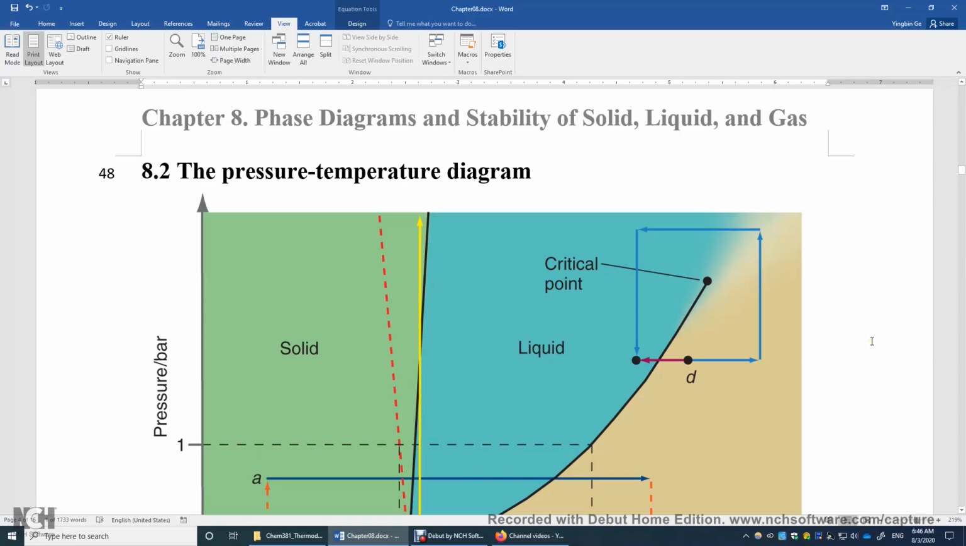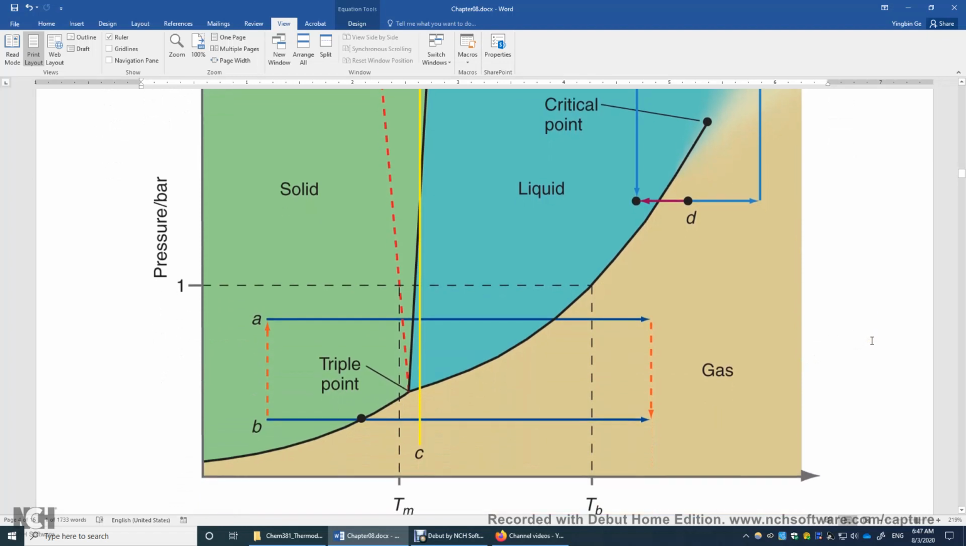Section 8.2, the pressure-temperature diagram. So again, we have pressure here, we have temperature here. The pressure is in bar, so over here this is 1 bar. And then if we are looking at the solid, liquid, and gas phases of a substance, you will see the pressure always increases as temperature increases.